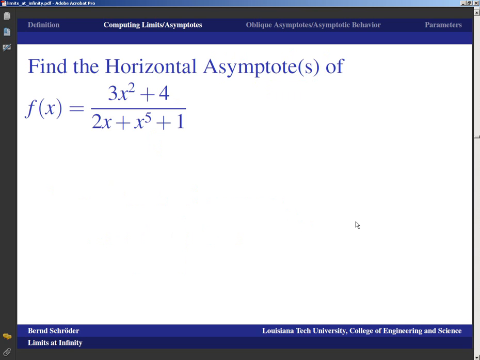Then we're looking at, yeah, sometimes the horizontal asymptotes turn out to be 0. That's what's going to happen here. The highest power in the denominator is x to the 5th.